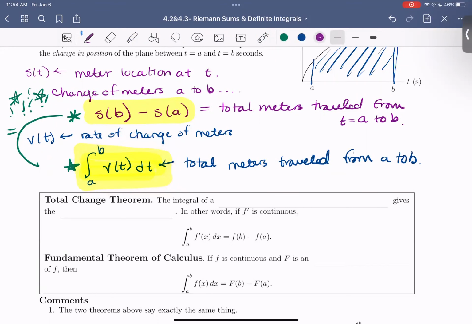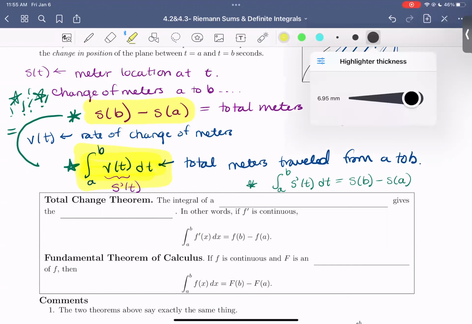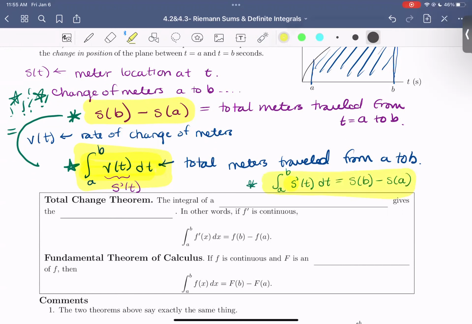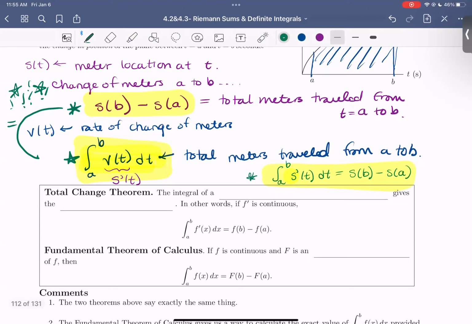And let's note that that velocity in relation to our position function is the rate of change of the position function. So what we could have said in the preliminary example is the following equality: the integral from A to B of S prime of t, so the integral over the rate of change, is equal to the function evaluated at B minus the function evaluated at A. The total change theorem says exactly this statement in more generality. So let's fill it in together.